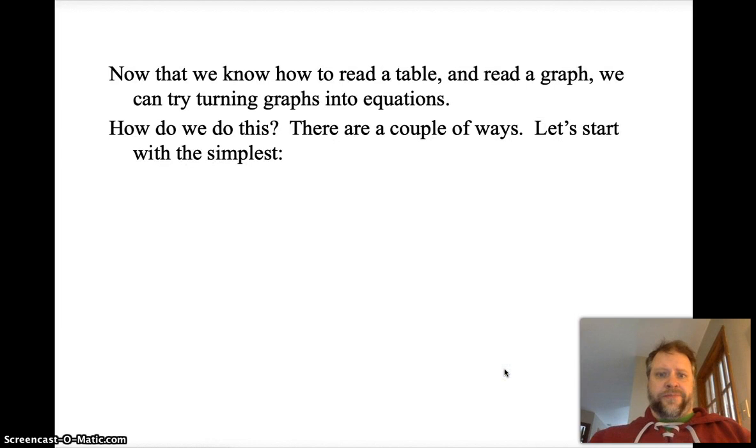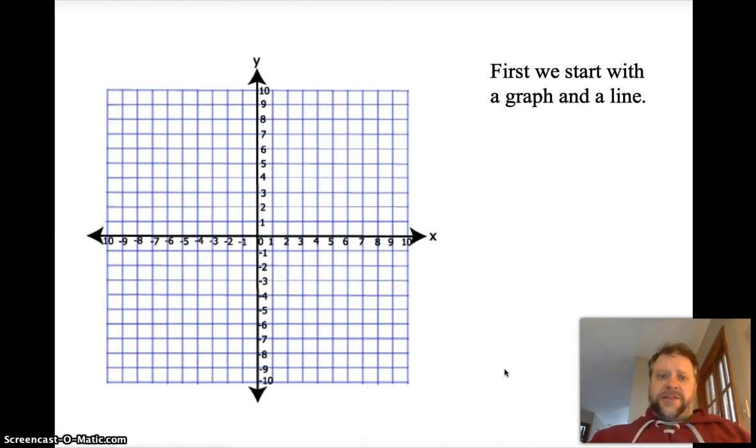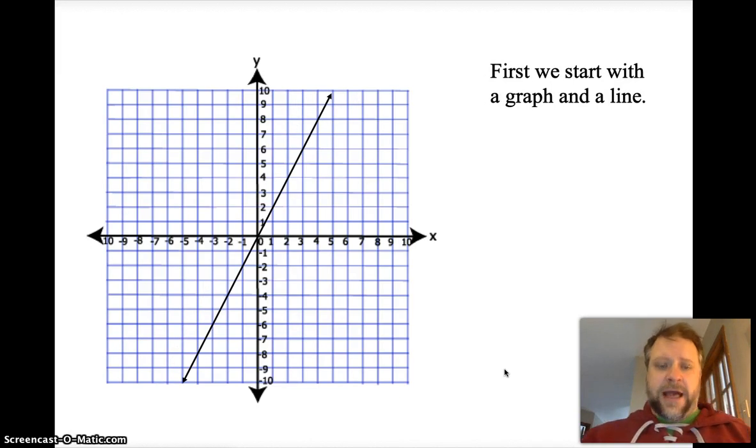There's a number of ways we can do that, but today we're going to start with the simplest way, at least the simplest way for you right now, which is to try to turn our graph into a table. So let's look at it like this. I'm going to give you a graph, and we're going to start with a line. So here's a line on that graph. Now, I want to know what equation describes this line.